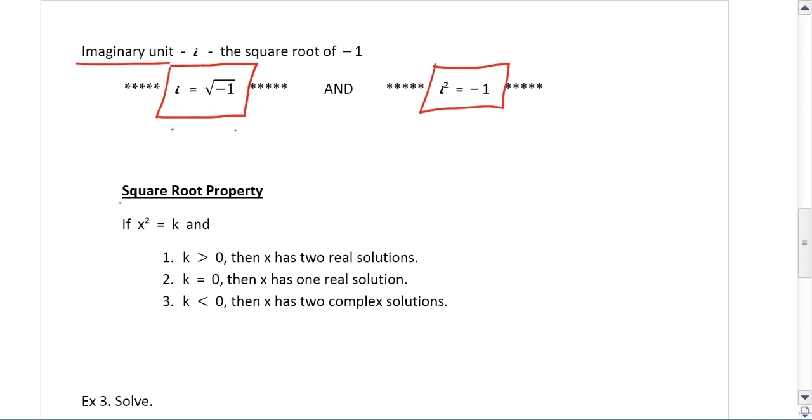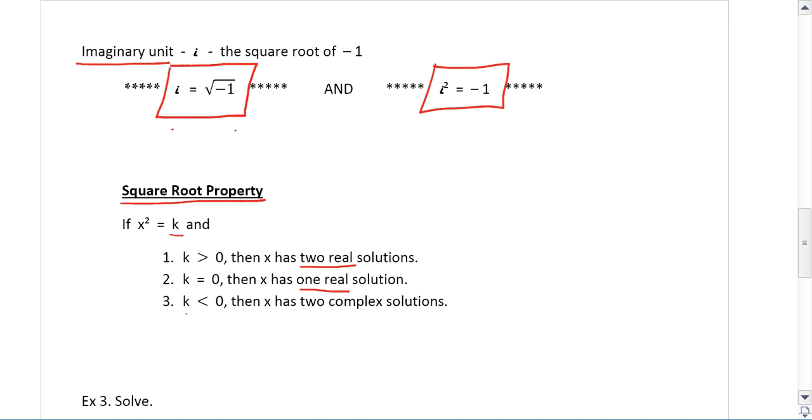This square root property is sort of Captain Obvious, but we'll talk about it. When you have x squared equals any number k, depending on what this number is, we can tell what kind of answers we're going to have. If k is bigger than 0, that is, positive, then x has two real answers because they're positive roots. If k turns out to be 0, then x has just one real answer, because the square root of 0 is 0, and 0 isn't positive or negative, it's neutral, it's just itself.